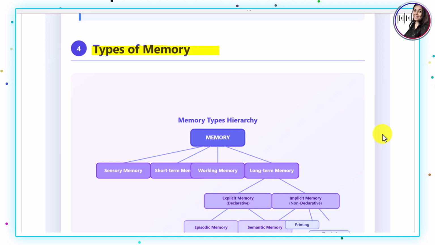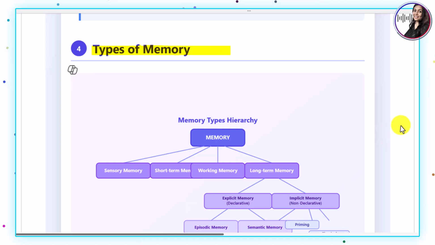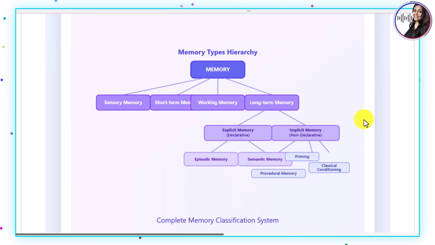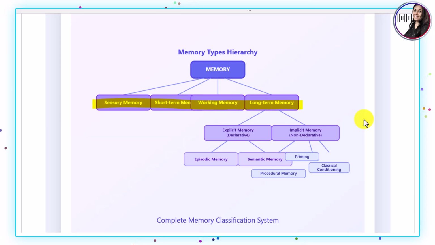Let's now move forward and understand the types of memory which explain how information is processed, stored, and retrieved at different stages. Each type of memory plays a unique role in learning and cognition, and many of these distinctions are frequently tested in exams, so pay close attention as we go through them one by one.